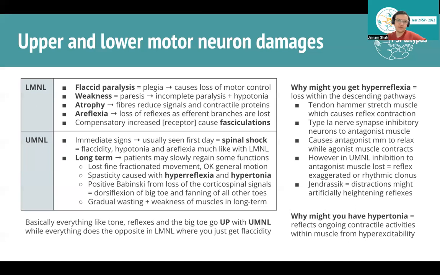So basically, if you find this really difficult to remember, which I did when I was back in your position, the way that I would remember it is that upper motor neuron lesions lead to everything going up. So reflexes go up, tone goes up, and also the big toe with the Babinski reflex goes upwards, right? It goes up rather than going downwards towards the ground.